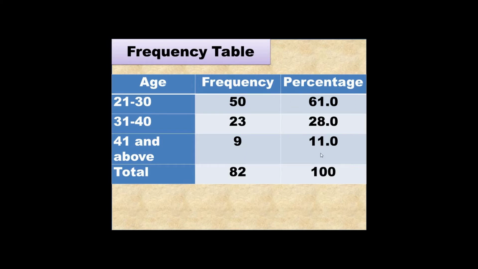The next column is the percentage. 82 is 100%. Now, simply, this is how to get the percentage value: 50 divided by 82 times 100. Then we can get 61% for the group 21 to 30. The same thing with the group 31 to 40: 23 divided by 82 times 100, so we have a percentage value of 28. The same thing with 41 and above: 9 divided by 82 times 100, that is 11.